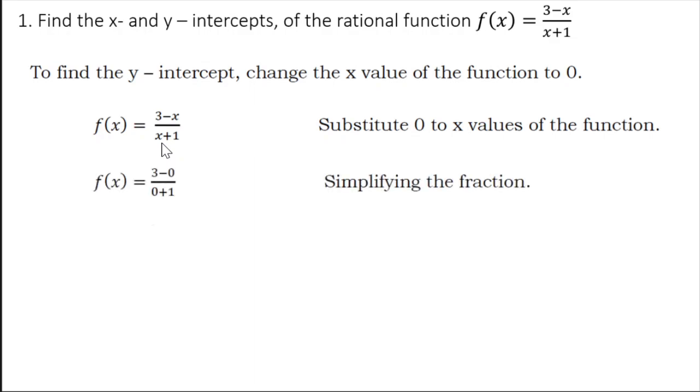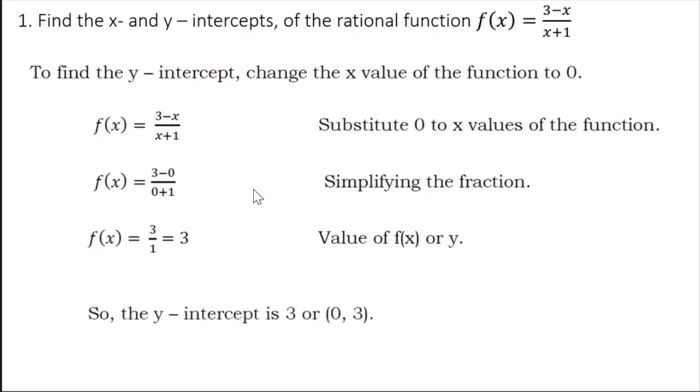So f of x is equal to 3 minus 0 over 0 plus 1. Then simplifying the fraction, we have 3 over 1. Then 3 over 1, of course, is equal to 3. So the y-intercept of this function is 3, or in the point of 0 and 3.